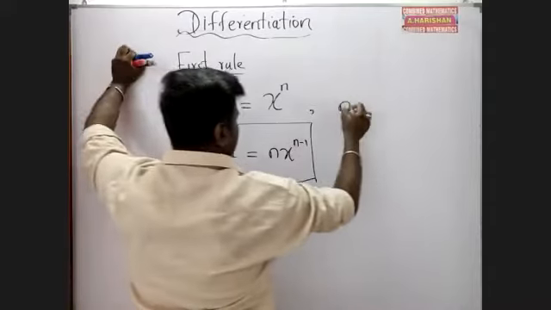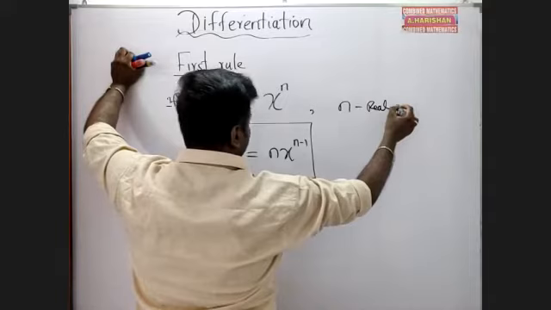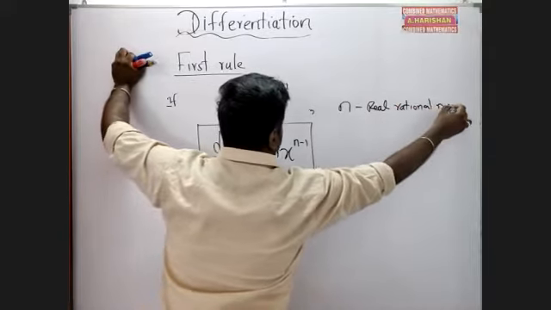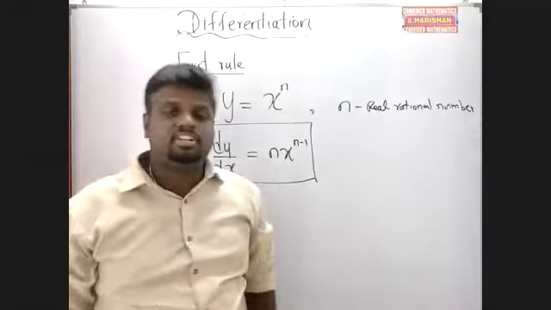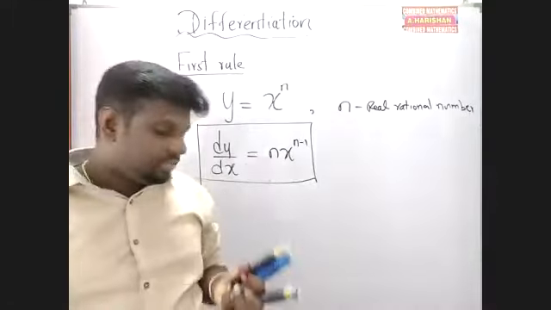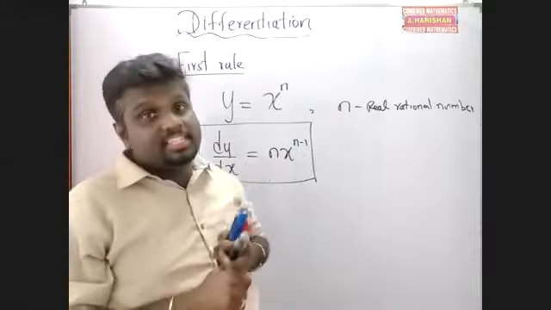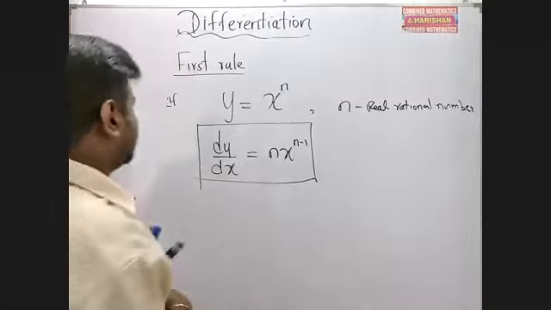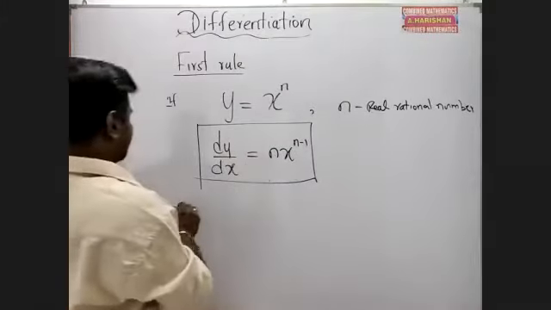Say n is a real rational number. It can be a negative number, it can be a positive number, it can be a fraction, decimal. n can be any real number. Okay, so this is true. Just write it down, and we'll start with the example.